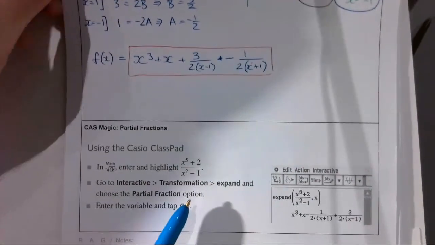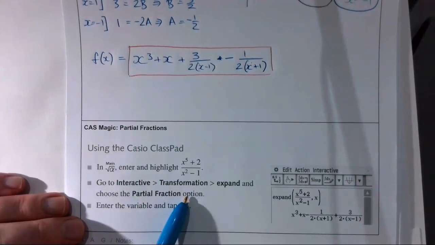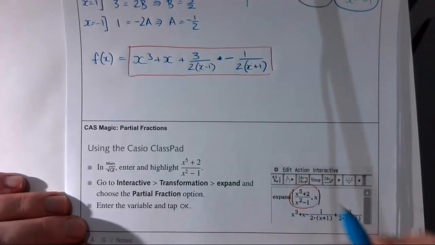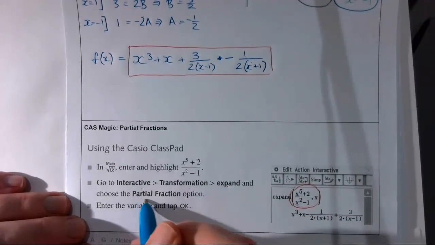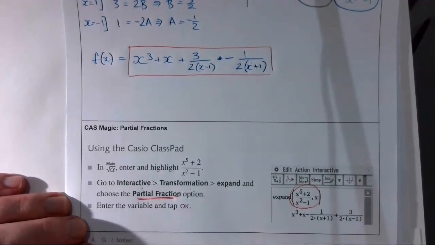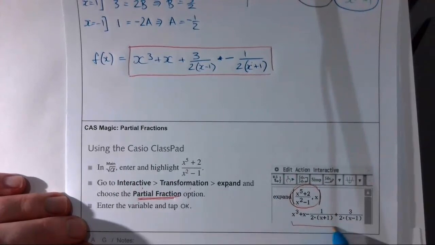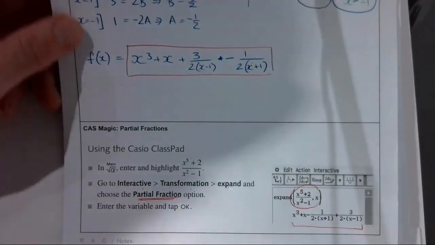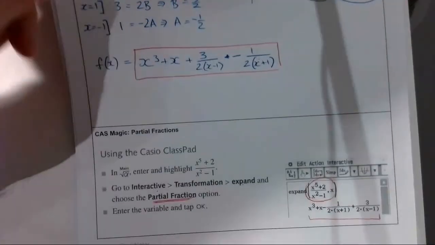The little tip at the bottom is that actually your CAS calculator for the big exams can just do this for you. So if you end up with a question like this one that we've just looked at, you use interactive, transformation, expand, and choose partial fractions, and then happy days, here we go, it does this whole process for you. So we need to be comfortable with both, as with all of this stuff, but that will save you some time in the longer exam.